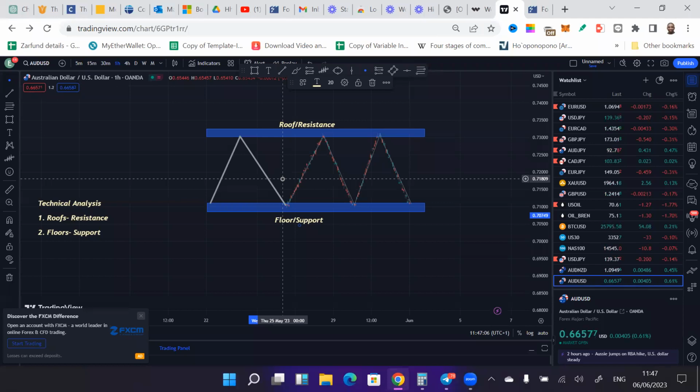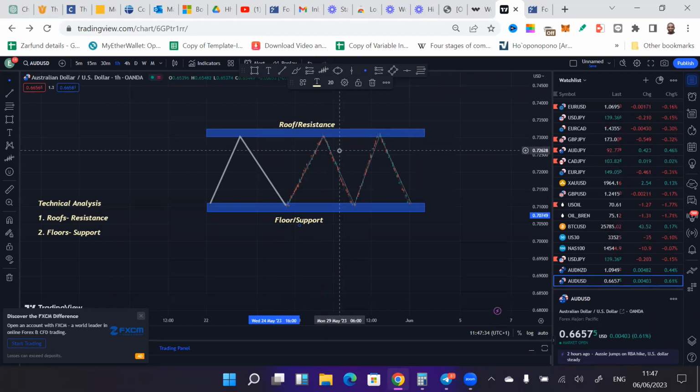How do you know where to buy? Remember, when price gets to a floor, it tends to buy. It tends to bounce, just like a ball. A football bounces off a floor. That's how price gets to a floor and then bounces off. When price gets to a roof, it bounces off and sells. So the concept there is that when price gets to a roof, it tends to sell.